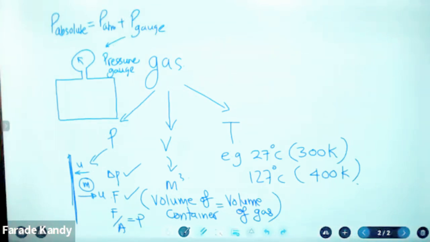Third one, absolute temperature. I'll put some examples now. 27 Celsius is 300 Kelvin. 127 Celsius is 400 Kelvin. All of you know this under thermometry. We have done this. So how do you convert Celsius to Kelvin? Add 273.15 for real. But in physics, we normally say 273.